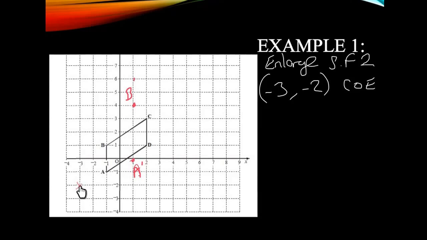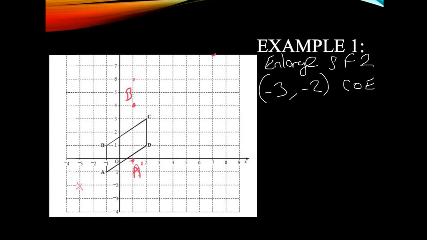Again, starting at my centre of enlargement, 1, 2, 3, 4, 5, 6, 7, 8, 9, 10 along, and 1, 2, 3, 4, 5, 6, 7, 8, 9, 10 up. Okay, so it's going to be up here somewhere, right at the top of my screen. And this is C dash.